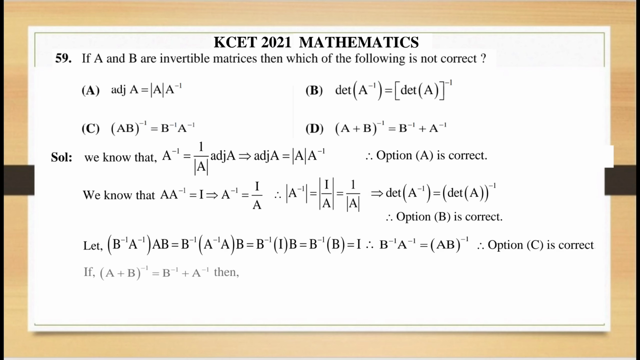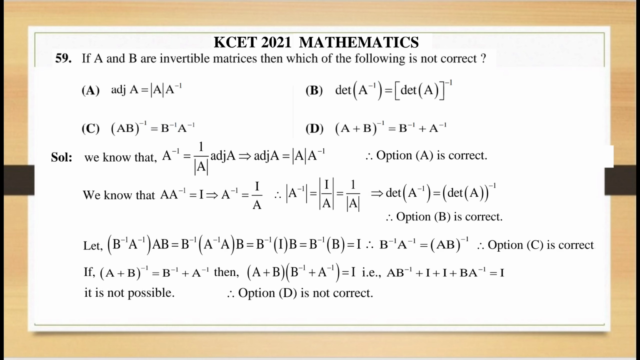But if A plus B whole inverse equals B inverse plus A inverse, then A plus B into B inverse plus A inverse equals I. That is A into B inverse plus A into A inverse, that is I, plus B into B inverse, that is also I, plus B into A inverse, which equals I. But it is not possible. So option D is not correct.